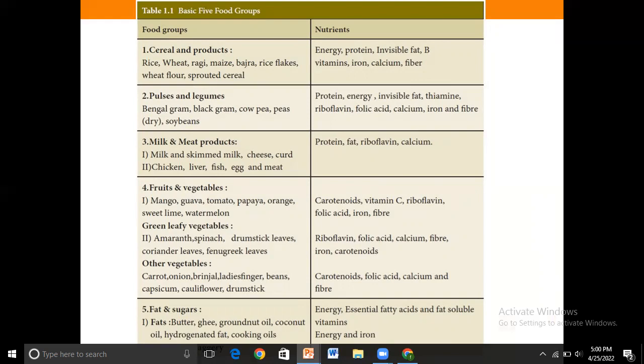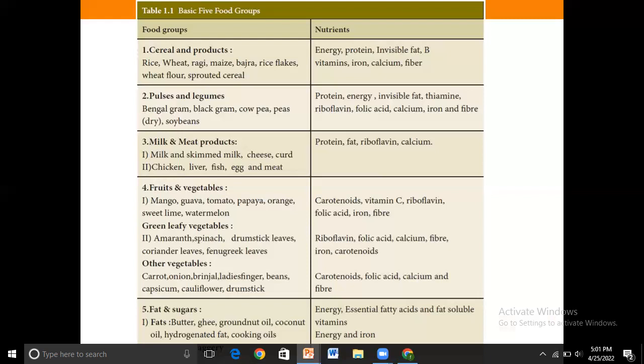The third category is milk and meat products, which is mainly a non-vegetarian group. In the whole of the pyramid, it is the only non-vegetarian group. It consists of milk, skim milk, cheese, curd, yogurt, then chicken, fish, liver, egg, meat, all sorts of meat and milk products. It is mostly giving us protein and fat, and some amount of riboflavin, then calcium, and some vitamins and minerals.